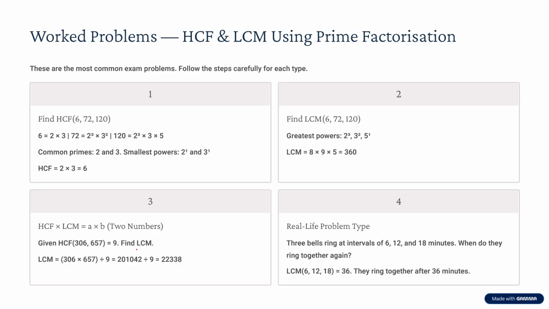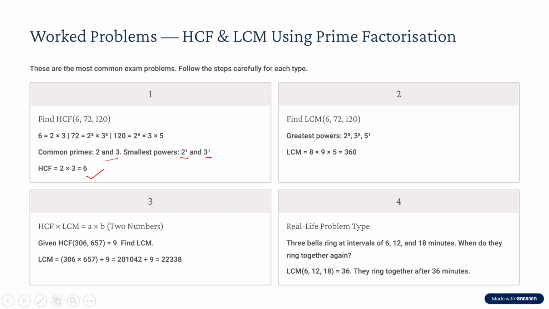So find HCF of 6, 72, 120. 6 can be written as 2 times 3. 72 can be written as 2 cube, that is 8 times 9. So I am writing it as 2 cube times 3 square. And 120 in terms of 2 cube times 3 times 5. So here the common primes are 2 and 3. And the smallest powers are 2 power 1 and 3 power 1. So we get the HCF as 6.